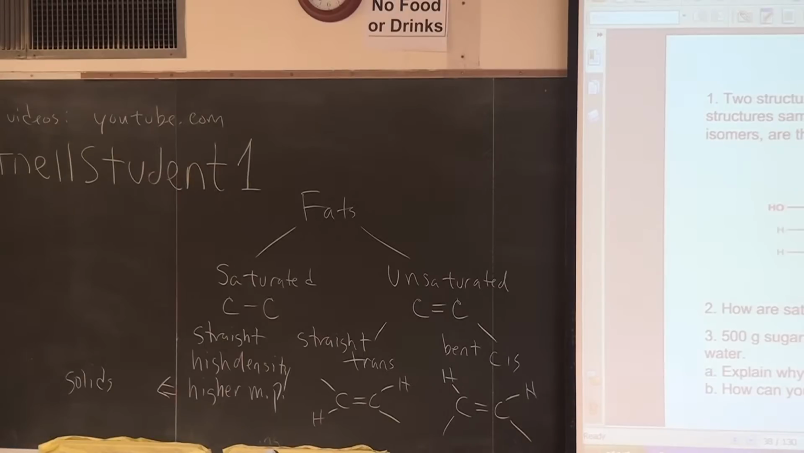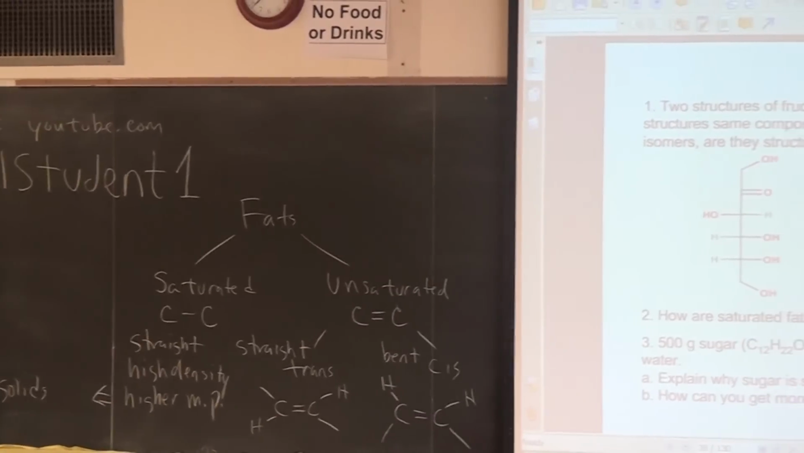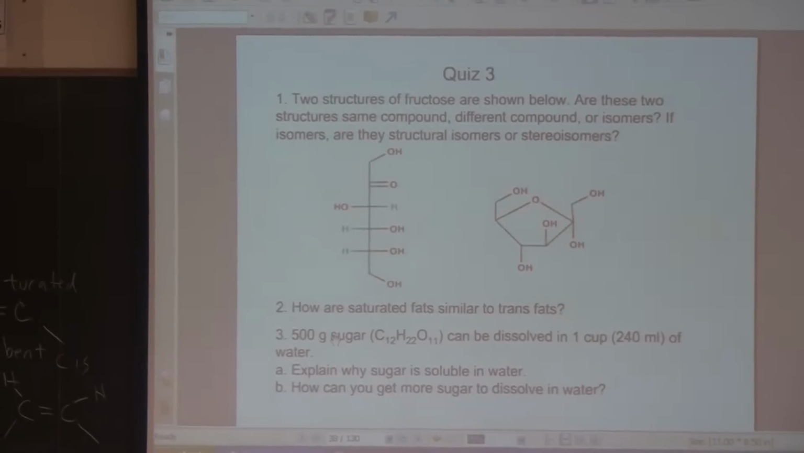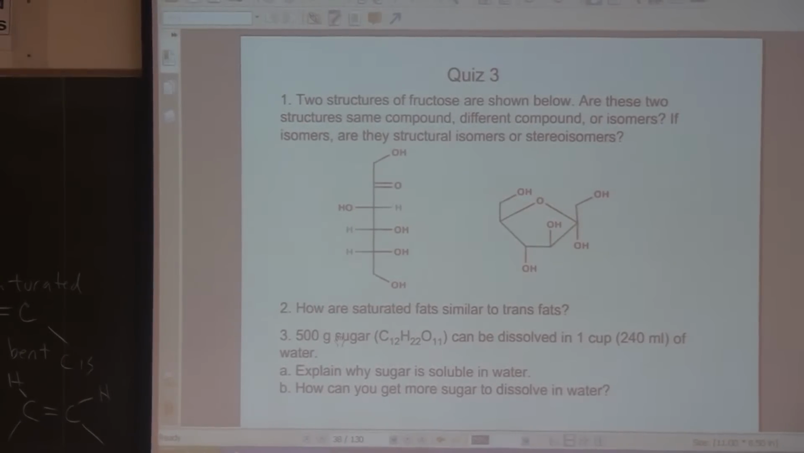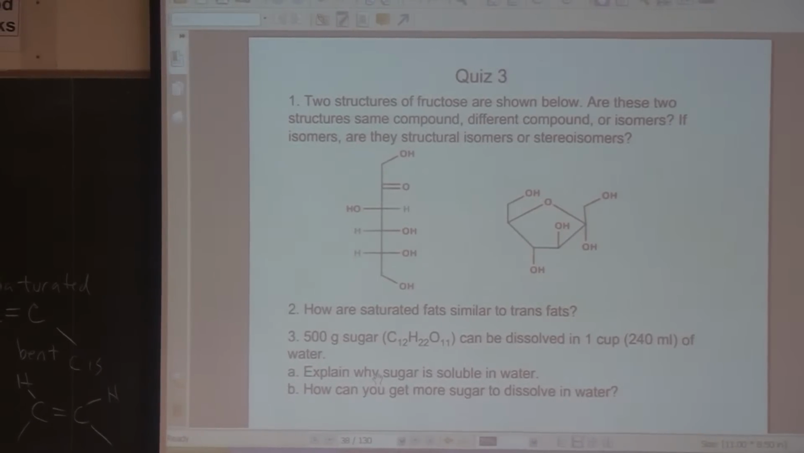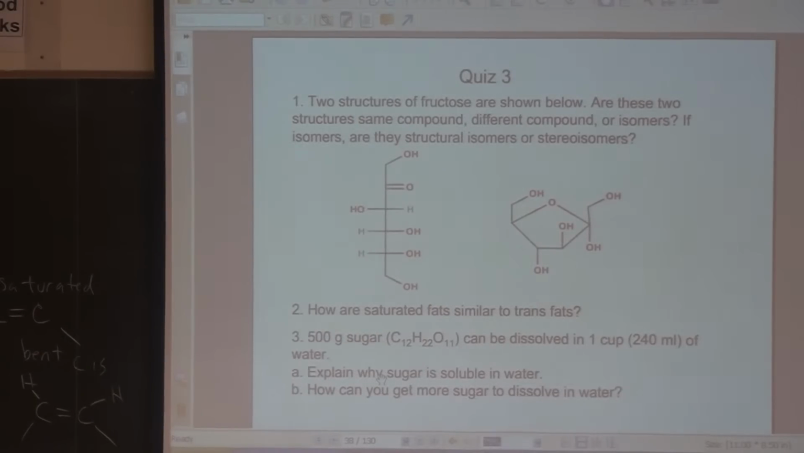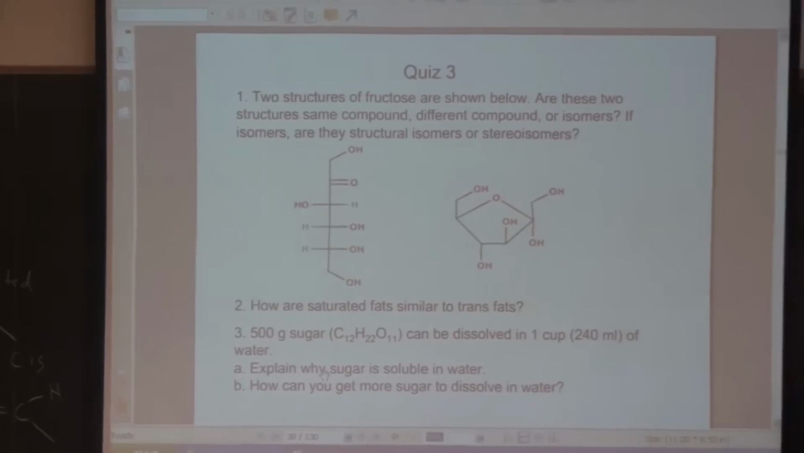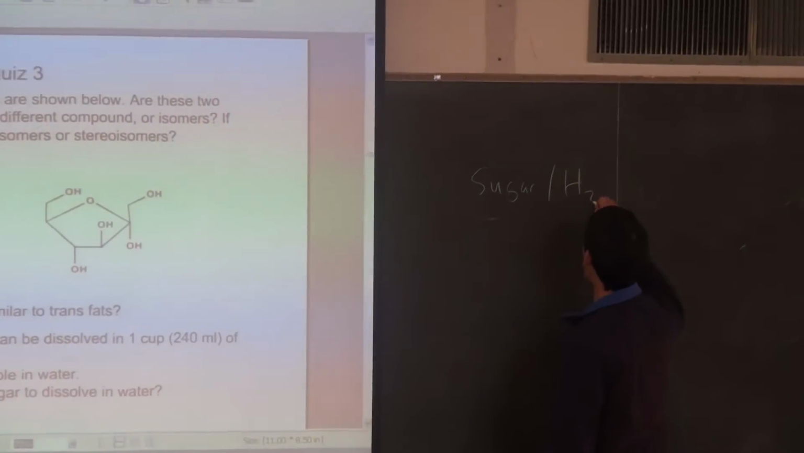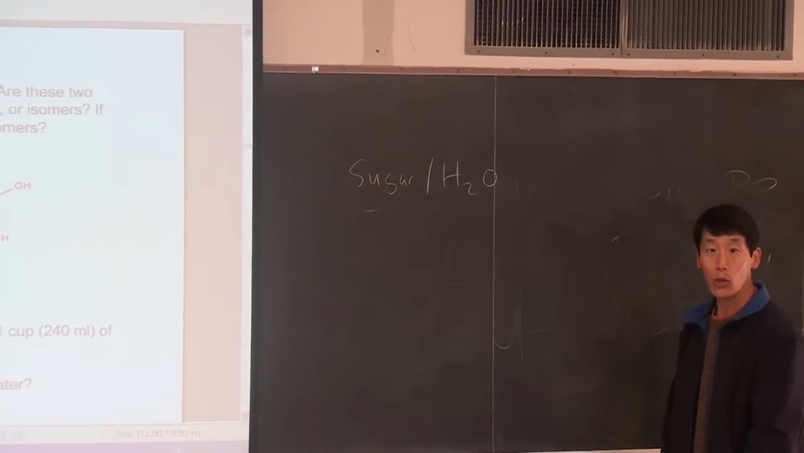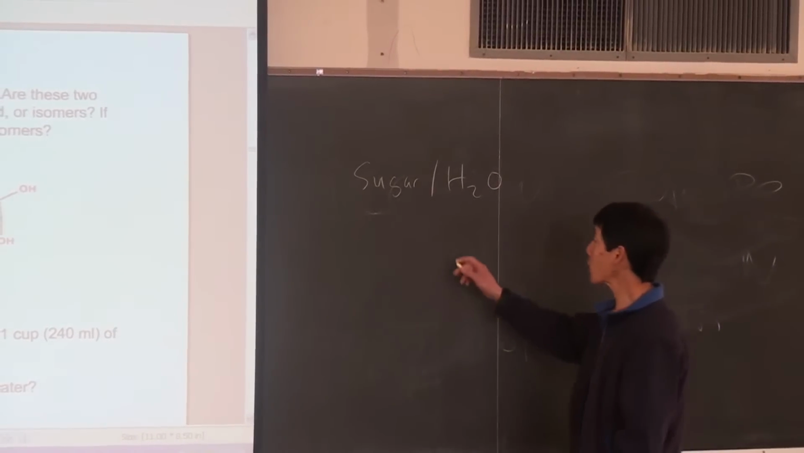Then for question 3, 500 grams of sugar can be dissolved in 1 cup of water. I actually looked this up. This would actually make a saturated solution of sugar and water. Explain why sugar is soluble in water. The chemical formula of sugar is C12H22O11, so you have a sugar-water solution. What type of solution is this? Is it an ionic solution or a molecular solution? And how do you know it's a molecular solution?